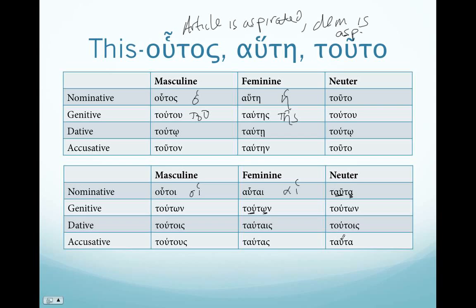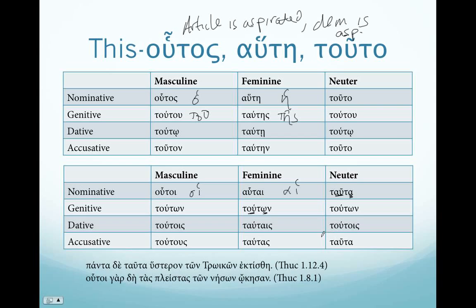So it's fairly easy to decline. And using it, you're going to use it just like an adjective, which means this, or these. So, in a couple of examples from Thucydides, panta de tauta, husteron ton Troikon ektisthe. All of these things, panta de tauta, all these things, notice it's neuter, so we have to add that things, all these things, ektisthe, were established, husteron ton Troikon, after the Trojan War, after the Trojan things. So, panta de tauta, all of these things.